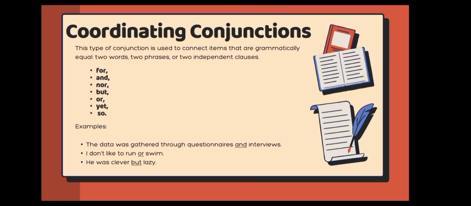And the second one: I don't like to run or swim. Just like the first sentence, the words used to connect are run and swim, and the conjunction used is "or," which means it's either of them. It's either of them that the subject doesn't like.